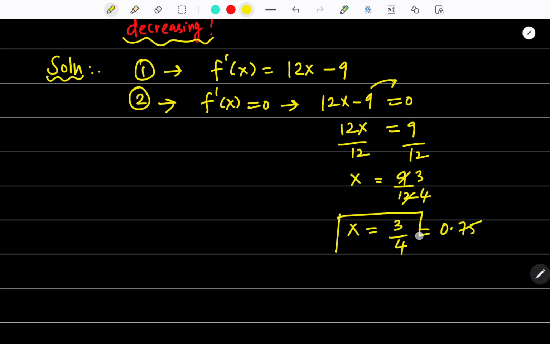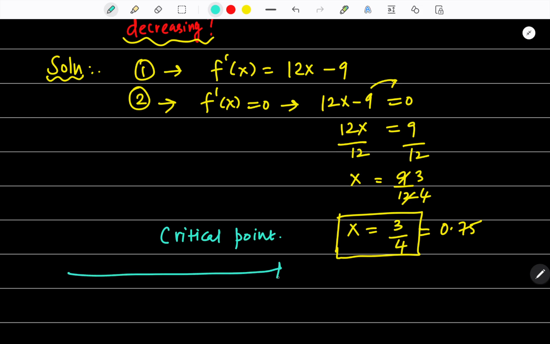0.75. Okay. So this is called what? This is called critical point. Once you have it, just have an idea. This is 0. This is 0.75. This is minus infinity. This is plus infinity. So you need to take less than 1 point and you need to take more than 1 point. That is the simple idea.